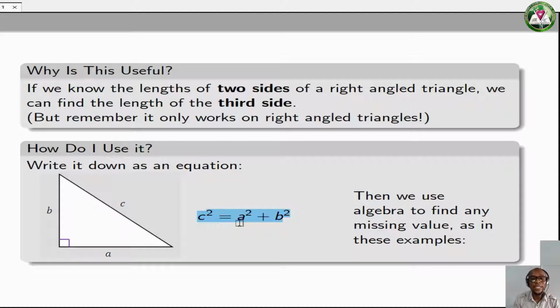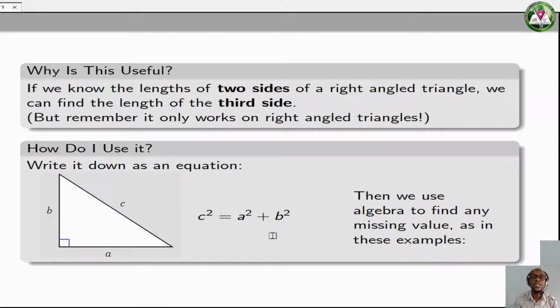But remember, this only works on right-angled triangles. You can't try this rule or theorem on a scalene triangle or an obtuse triangle. It only works on a right-angled triangle. So now, how do I use this theorem or rule? First of all, I'm going to write the rule or theorem as an equation, which states that C squared equals A squared plus B squared.